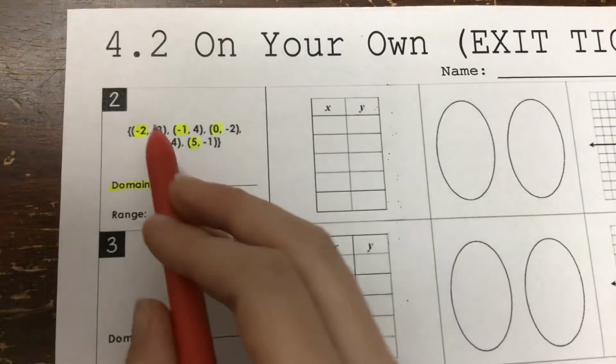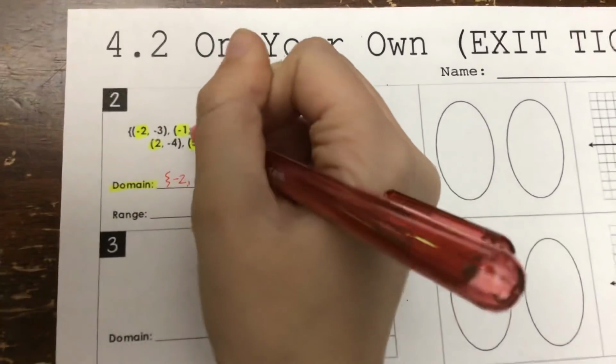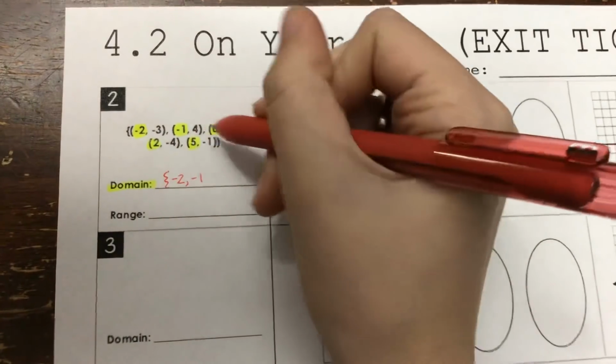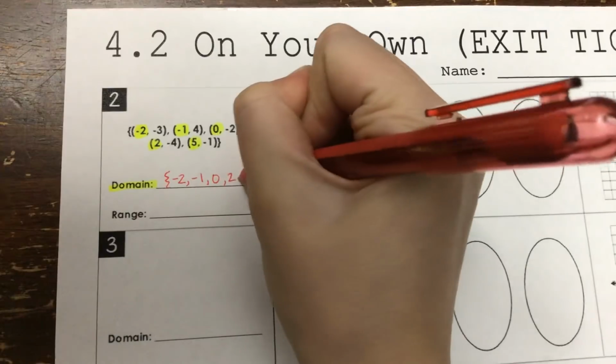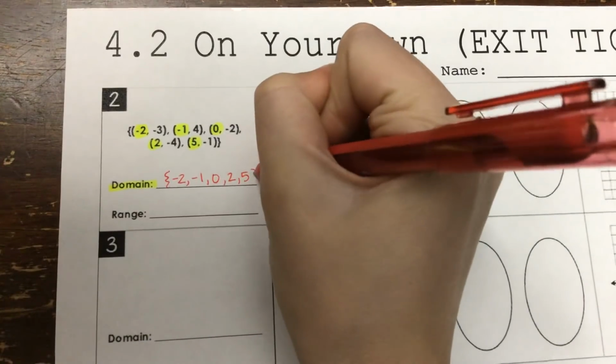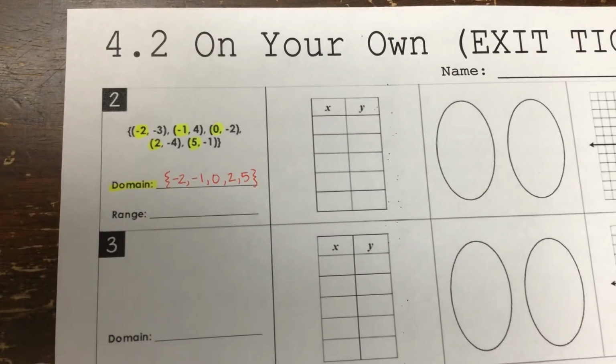So for this, I am going to start with -2 is the smallest, then we have -1, then we have 0, 2, and 5. We use those kind of weird fancy brackets at the end to close off our list.